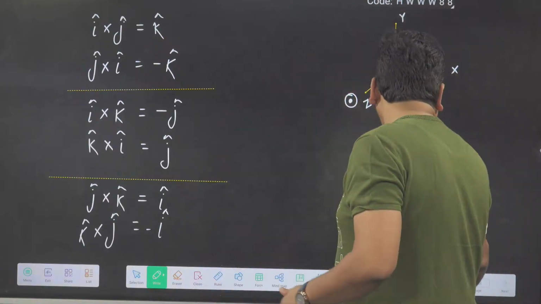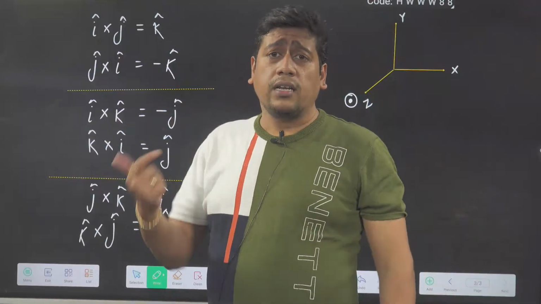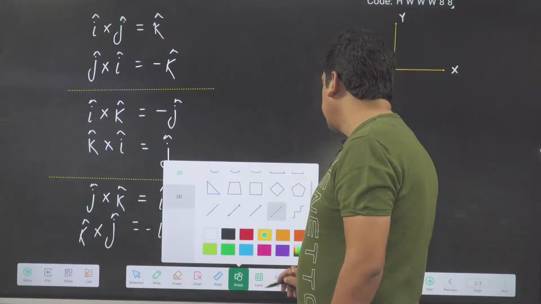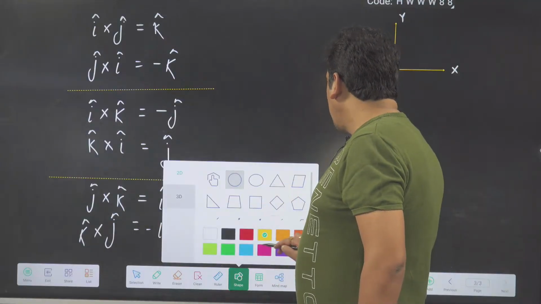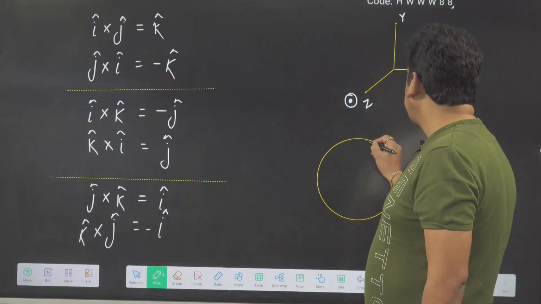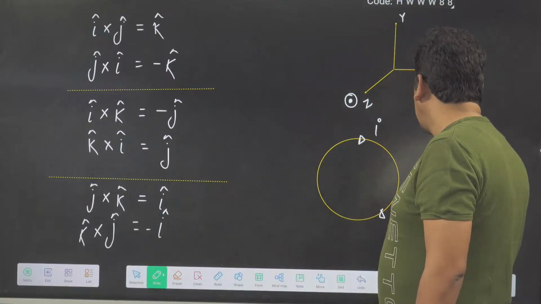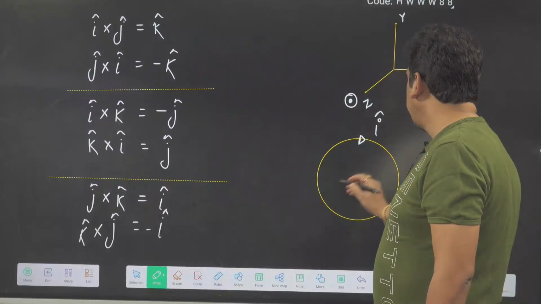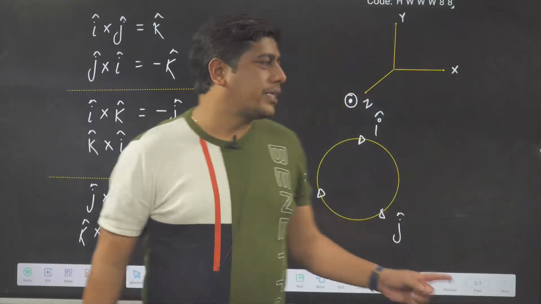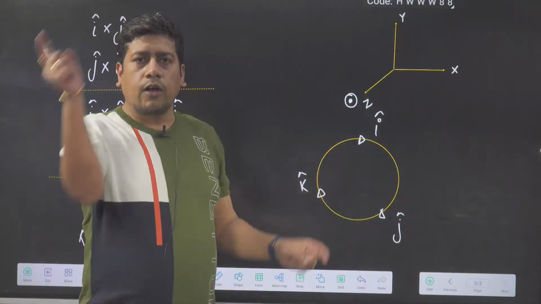Sir, does this mean every time I will have to use the right hand thumb rule, or is there any trick to remember it? Obviously there is a trick to remember it. You arrange I, J, K in a cyclic order. Let's say there is I over here, J over here. So you have to go in a cycle. I, J, K, I, J, K, I, J, K. You are going in a cycle.